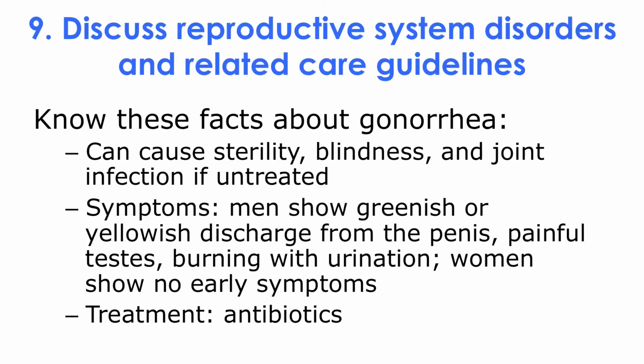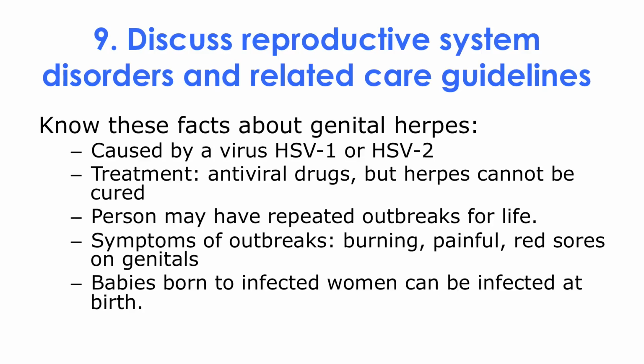Moving on to gonorrhea. If untreated, gonorrhea can cause sterility, blindness, and even joint infections. Men show a greenish or yellowish discharge from the penis, painful testes, and burning with urination. Women don't really show any early symptoms at all. Of course, the treatment is antibiotics. We talked about the first few being bacterial. Now we're going to talk about something that is a virus.